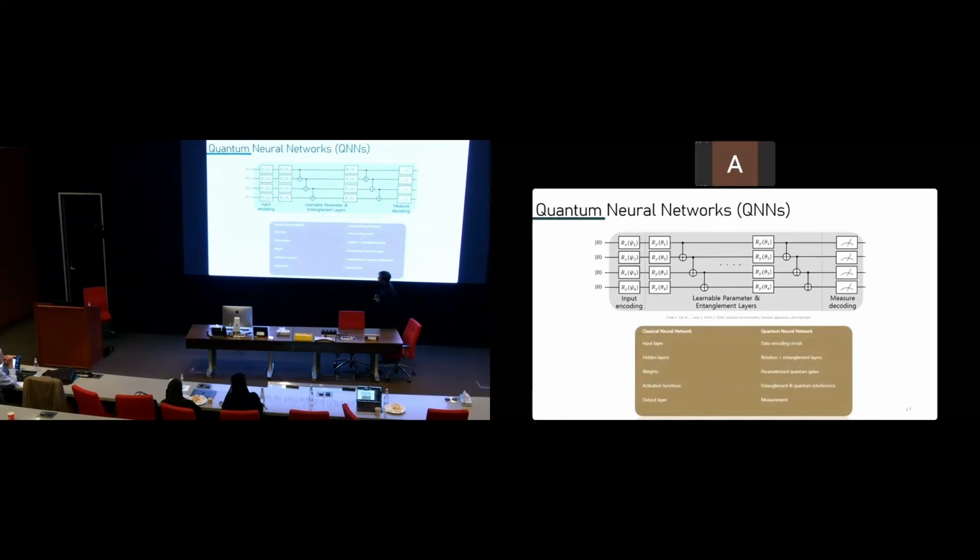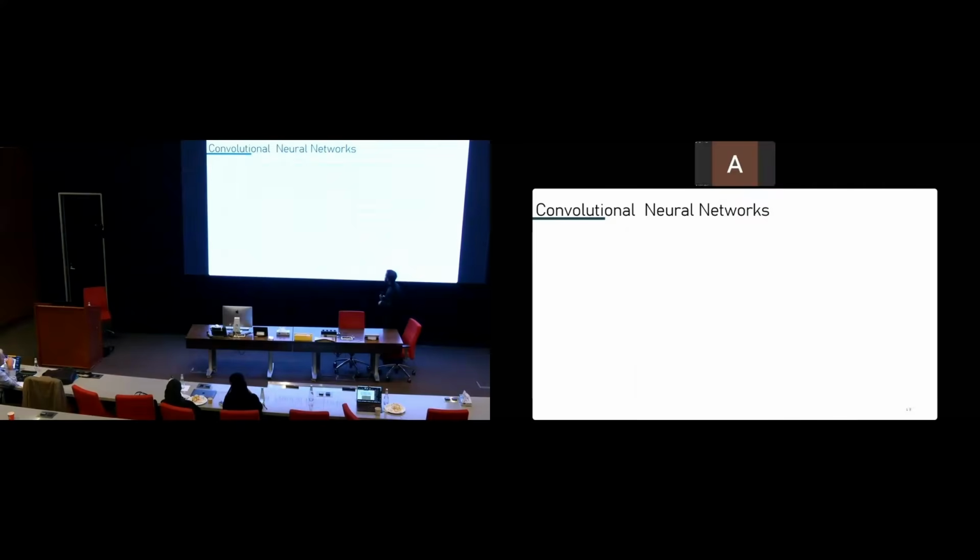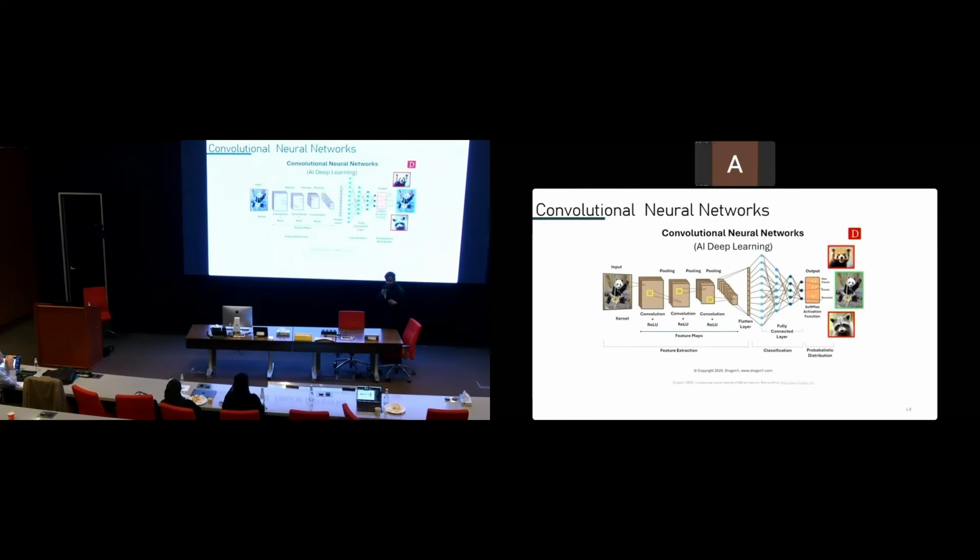All right? So again, let's compare, all right? In the original neural network, you have the input layer. Here, you have the data encoding circuit. In the neural network, you have hidden layers. Here, you have rotation and entanglement. In the normal neural network, you have weights. Here, you have parameterized quantum gates. There, you have an activation function. Here, you have entanglement and quantum interference. And then in the other one, you have the output layer. Here, you have measurement. Okay? Okay. All right, so back to the original.